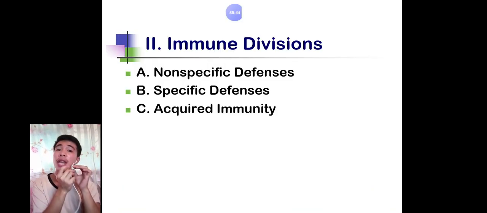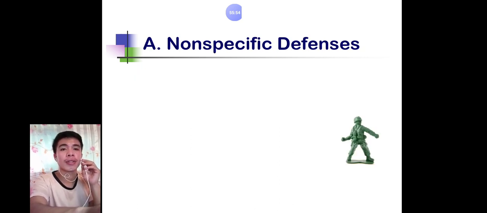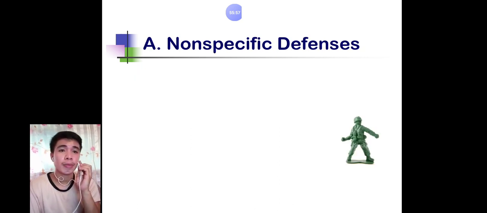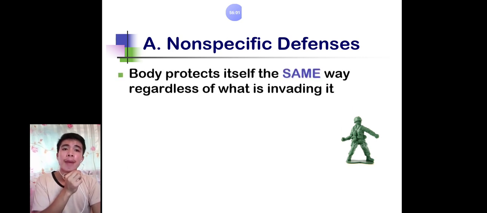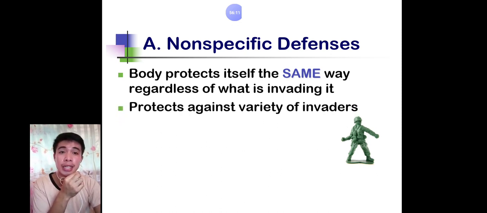So then we have also the immune divisions: the non-specific defenses, specific defenses, and the acquired immunity. We will discuss these. First is the non-specific defenses. The body protects itself the same way regardless of what is invading it. It protects against a variety of invaders.